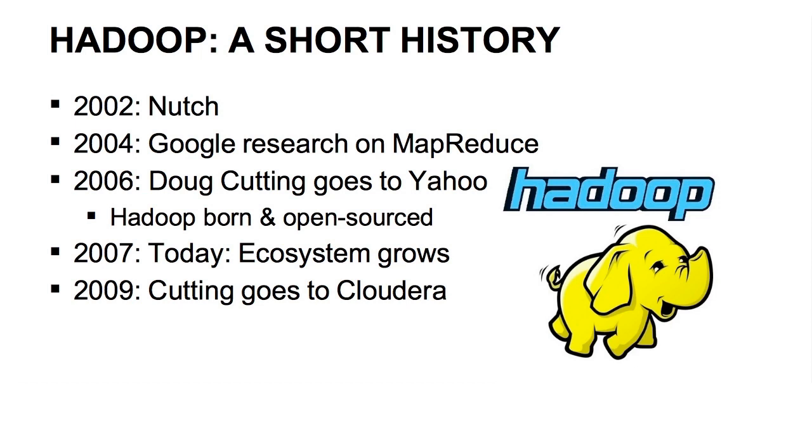Cutting joined Yahoo, and Hadoop was officially born and open-sourced, at which point several Google engineers joined the project, and it eventually grew to become the standard open-source enterprise software for large-scale distributed file stores and MapReduce that we know today.